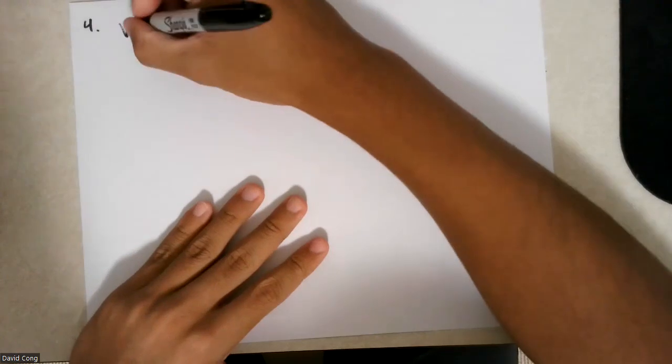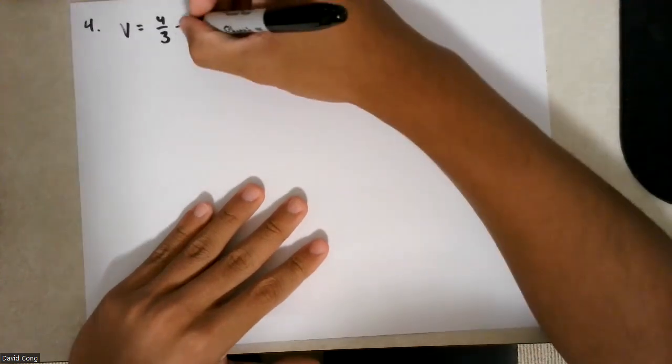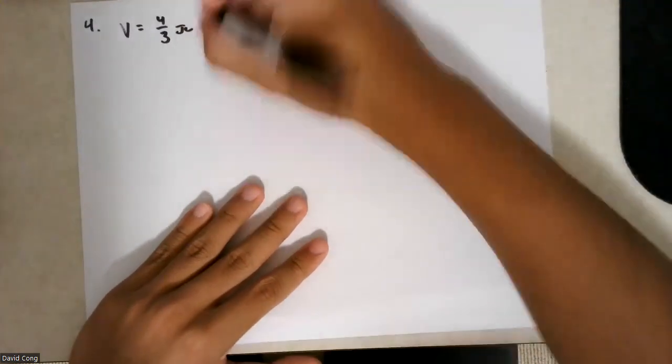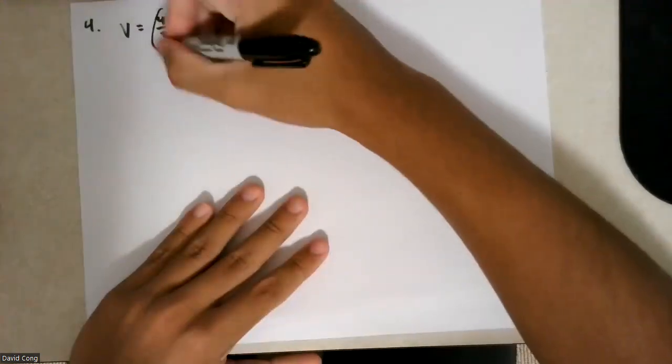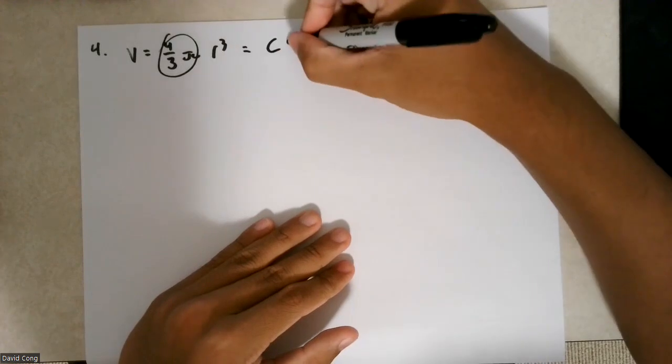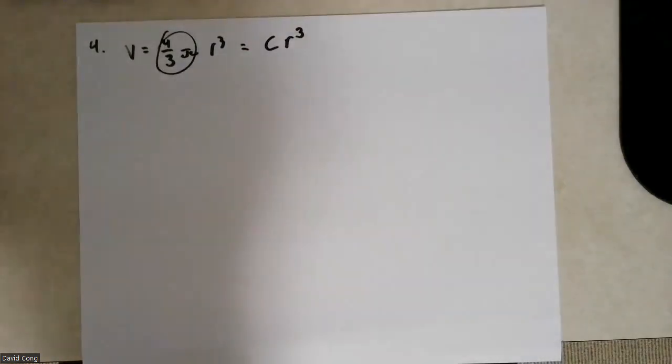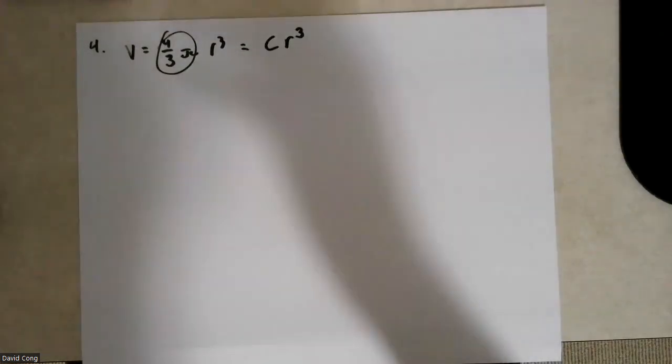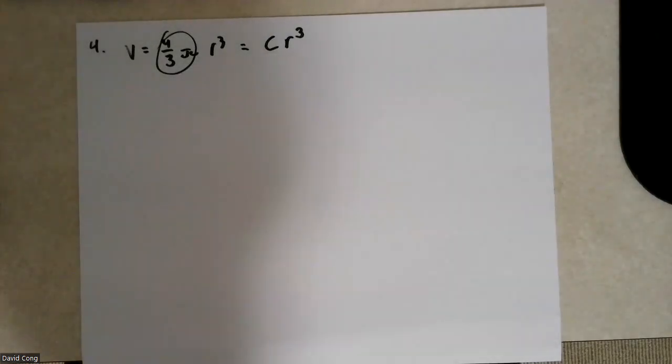let's write the volume of this here. 4/3 pi r squared. I mean cubed. But this, I don't care about this. This is constant. So let's call this C r cubed for some constant C. What is that constant? 4/3 pi, but we don't care.